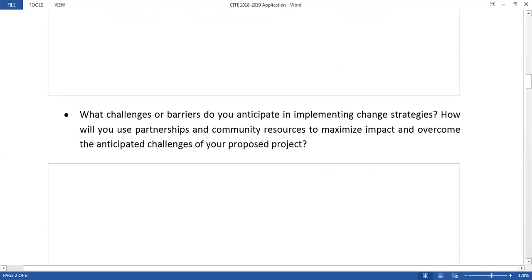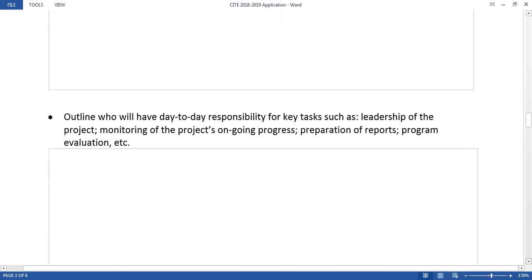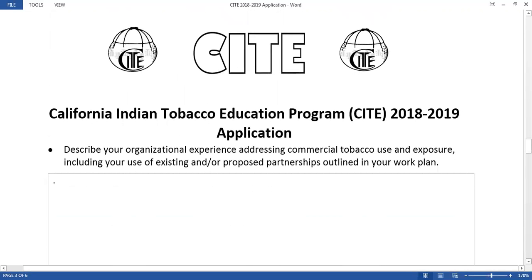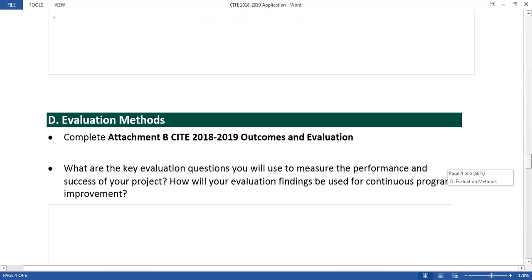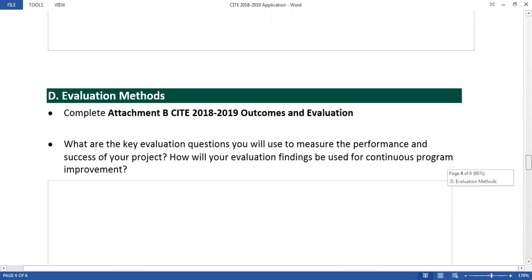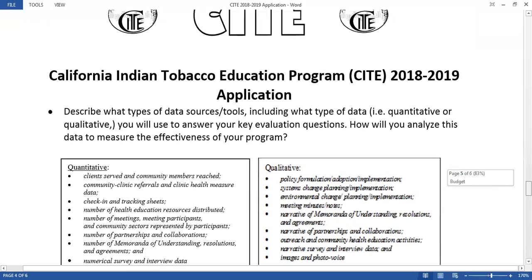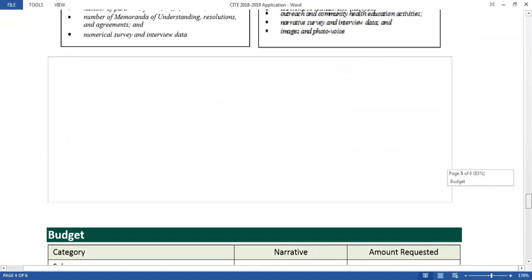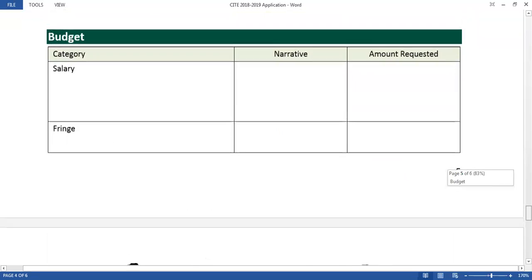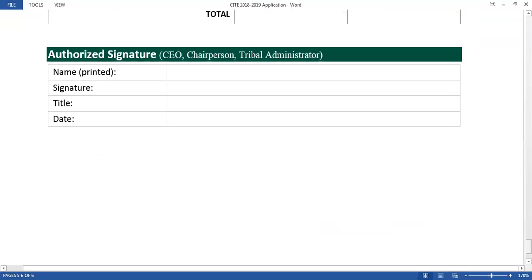Again, what challenges do you anticipate? You'll complete the work plan. The organizational capacity is the same. The evaluation questions and methods, you'll complete the attachment B, and you will ask the same questions for evaluation. You'll describe your data sources and tools for program evaluation. You'll complete a budget in the same way as on the ACORNS application. And finally, you'll have an authorized signature.